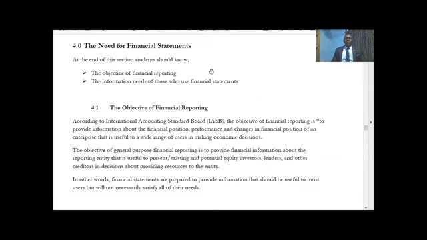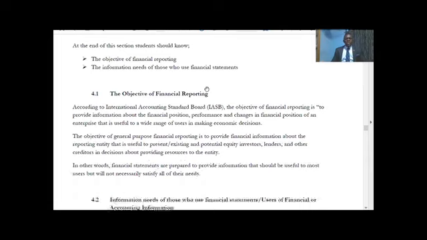Today we're going to continue our discussions from section 4. In section 4, we are looking at the need for financial statements. We are expected at the end of this section to know, 1, the objective of financial reporting, 2, the information needs of those who use financial statements, or simply put, the users of financial accounting information and the information they require.